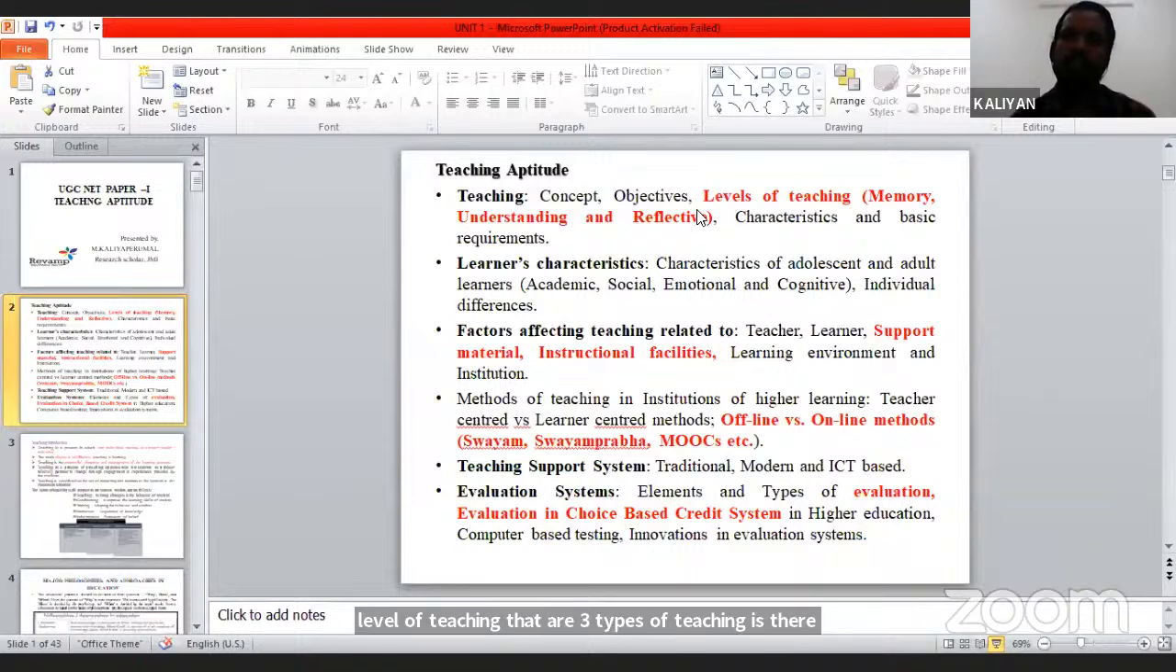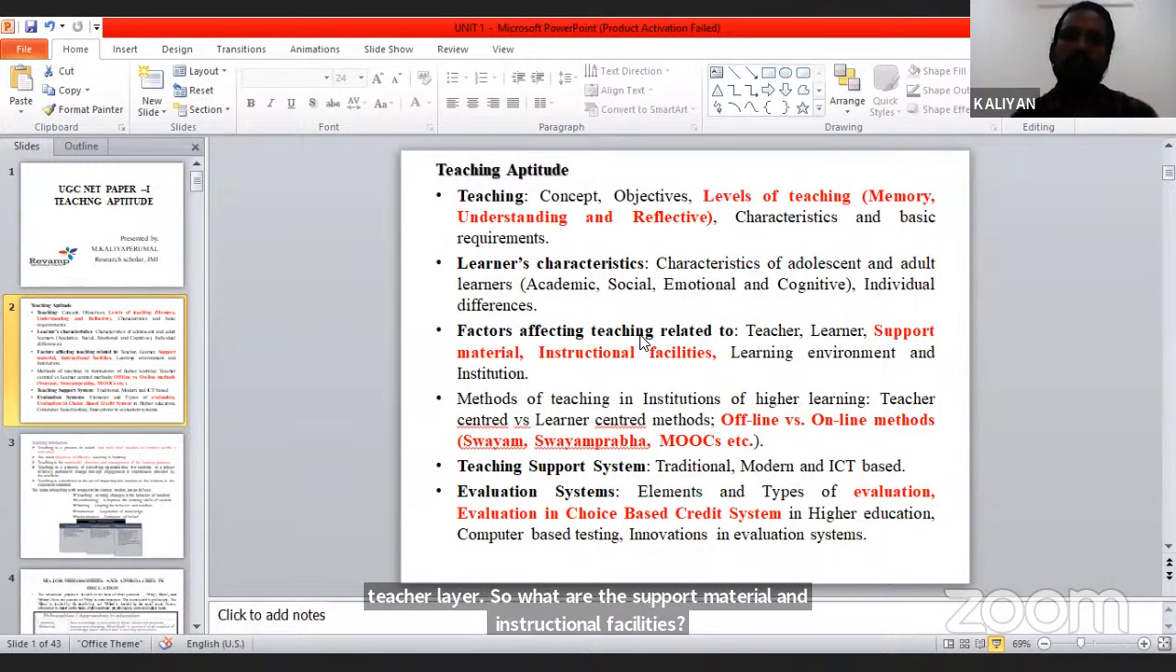These are the important topics in the first subtopic, because every year they will ask a maximum of one question from the levels of teaching. Second is learner characteristics: characteristics of adult learners, academic, social, emotional and cognitive bases, and individual differences of the learner. Third is factors affecting the teacher and learner: support material, instructional facilities, and learning environments.